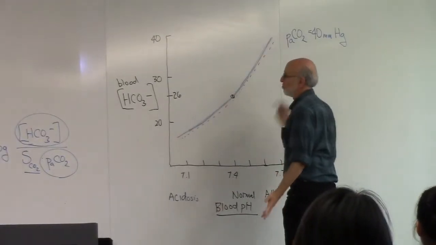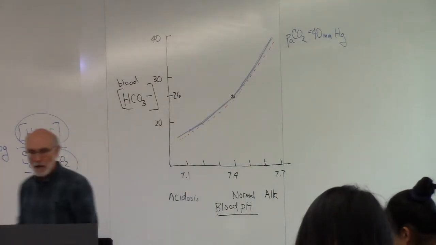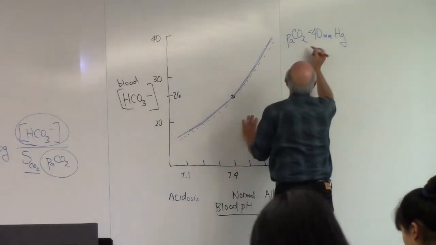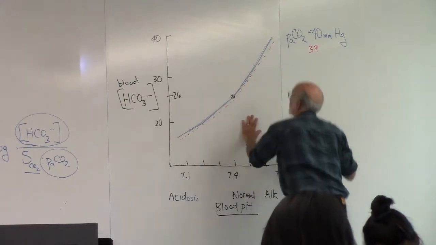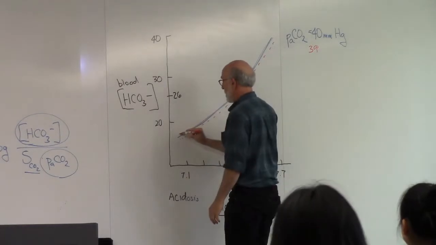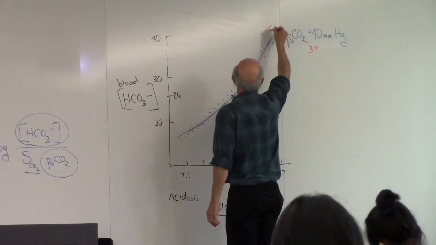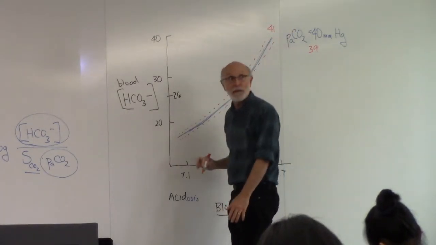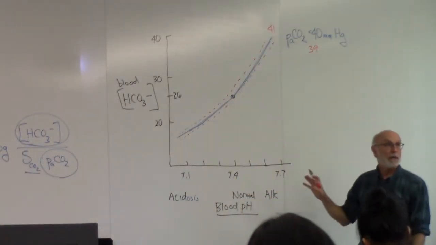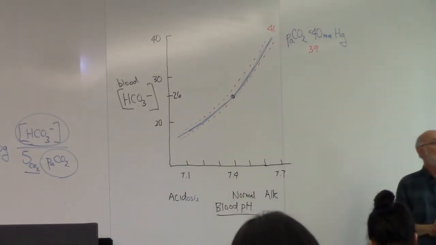right here. Remember, this is a two-dimensional surface. There's another curve right there that represents PCO2 of 39. And there's another curve right here that represents PCO2 of 41 millimeters of mercury. Right? There's a whole series of curves that define a two-dimensional space. Each of those curves represents a different PCO2.